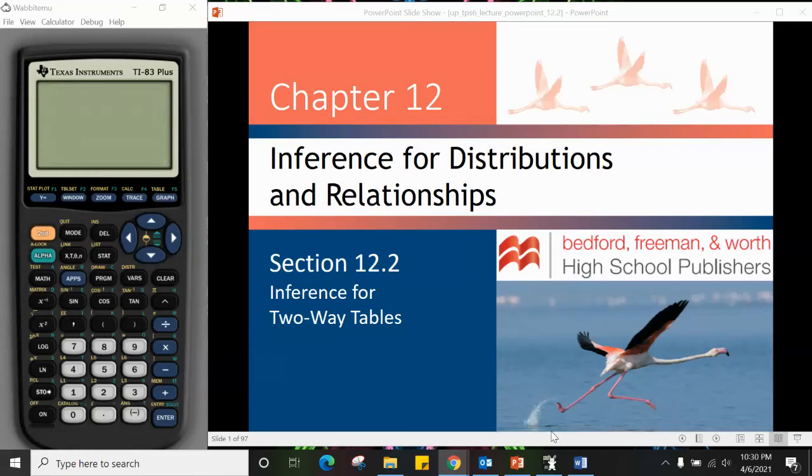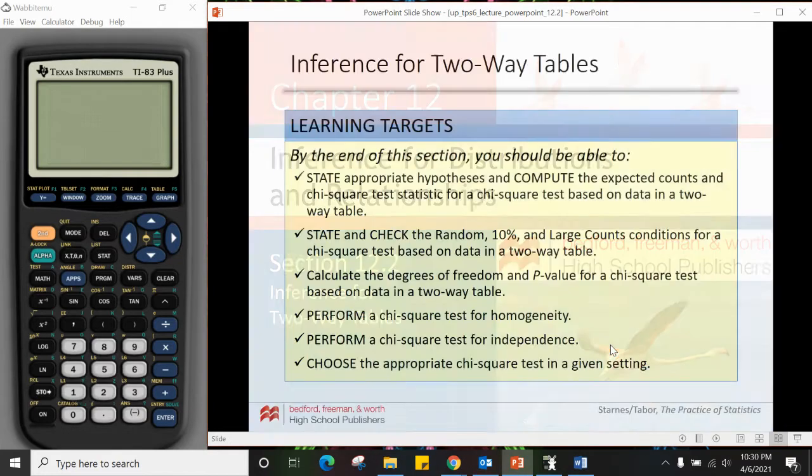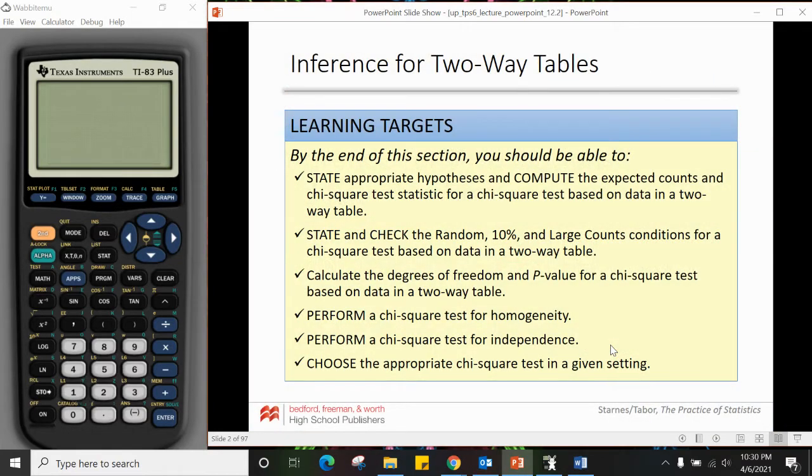All right, we are looking at 12.2 today, inference for two-way tables. So some learning targets. We talked about the chi-square test for goodness of fit in 12.1. Today we're really looking at two other chi-square tests, one titled homogeneity and the other is independence. And we'll take a look at that. Here are the learning targets if you want to look at them, but we'll continue on.